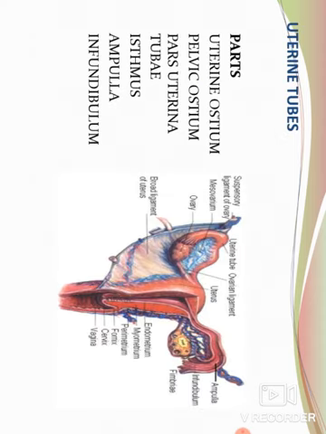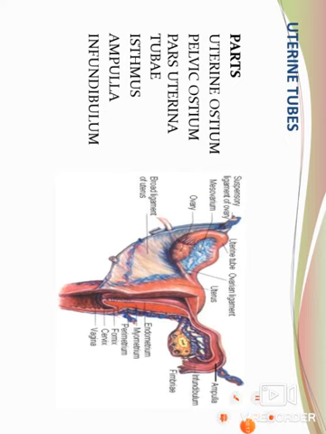Then here you can see the lymphatic drainage to the nodes anterior to the aorta and lateral, that is the pre-aortic and lateral aortic nodes. Nerve supply is sympathetic, T10 and T11 segments of the spinal cord. That's all about the features of the ovary.